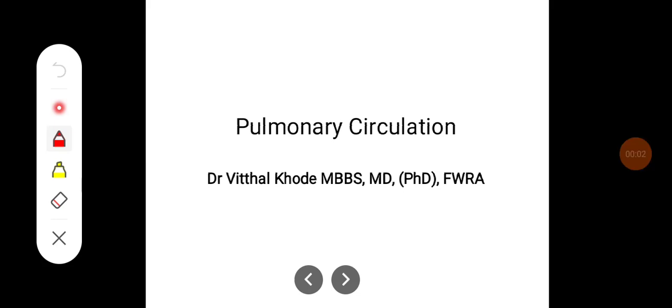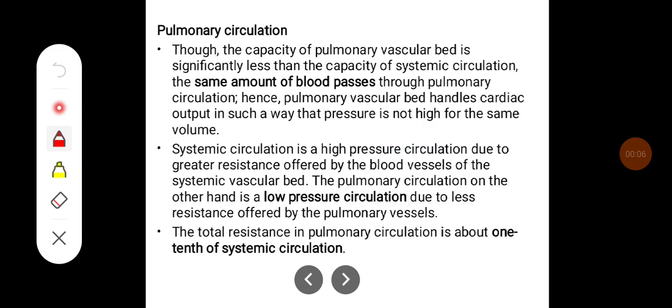Hello everyone. In this class, we'll try to learn about what is pulmonary circulation. Though the capacity of pulmonary vascular bed is significantly less than the capacity of systemic circulation, the same amount of blood passes through pulmonary circulation. Hence, pulmonary vascular bed handles cardiac output in such a way that pressure is not high for the same volume.